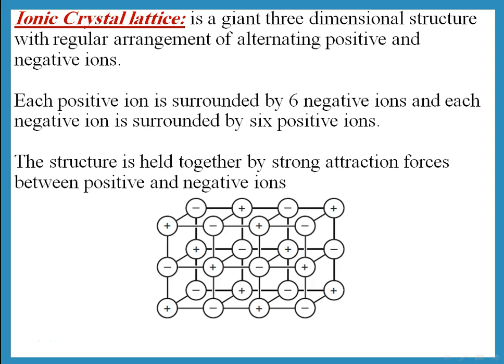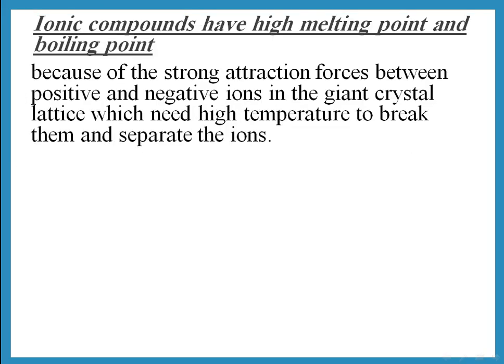We should know that ionic compounds have a structure that is referred to as ionic crystal lattice. The ionic crystal lattice is a giant three-dimensional structure with regular arrangement of alternating positive and negative ions. So when we talk about something like sodium chloride, we're not just talking about one sodium next to one chlorine. We're talking about a three-dimensional structure in which each positive ion is surrounded by 6 negative ions and each negative ion is surrounded by 6 positive ions. The structure is held together by strong attraction forces between positive and negative ions. So that is what we call an ionic bond.